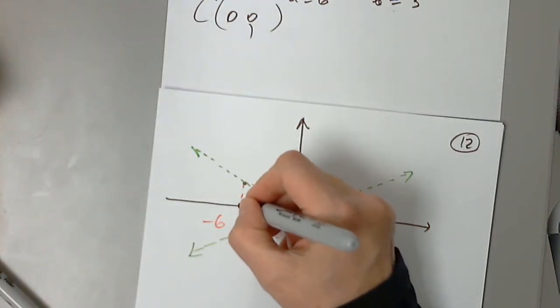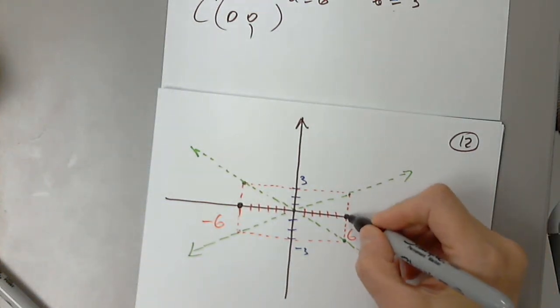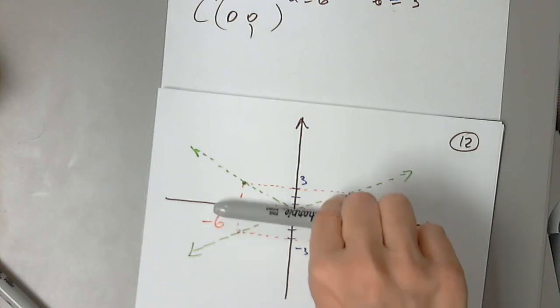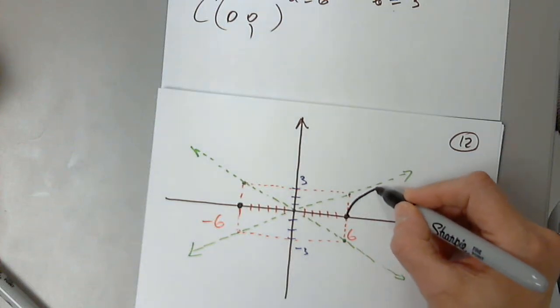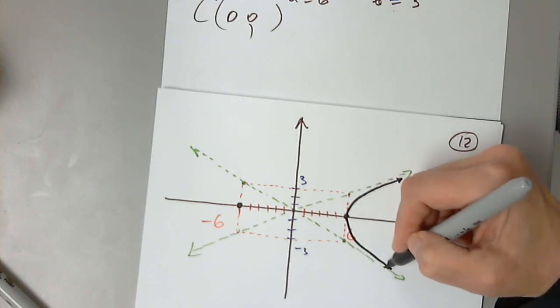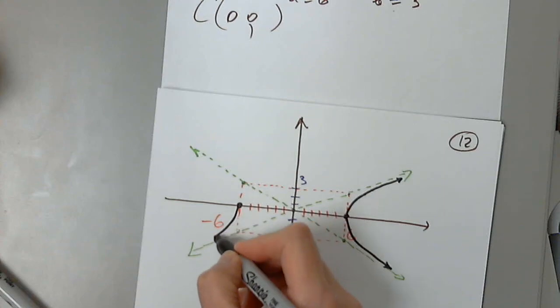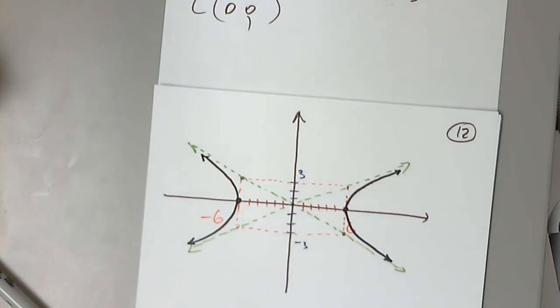This is the vertex, and this is the other vertex, because the transversal axis is horizontal. If the transversal axis is vertical, then the hyperbola will go this way, approaching the asymptotes, not going further away from the asymptotes. Right, so let's graph. Make sure that the hyperbola gets closer and closer to its asymptotes. And the same thing on the other side. And this is the hyperbola.